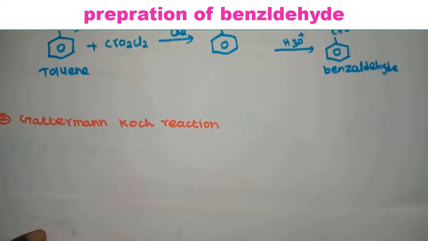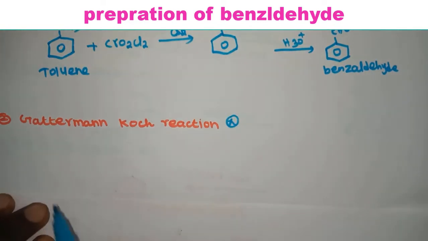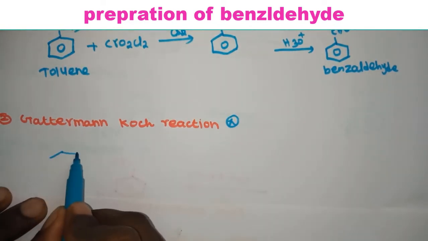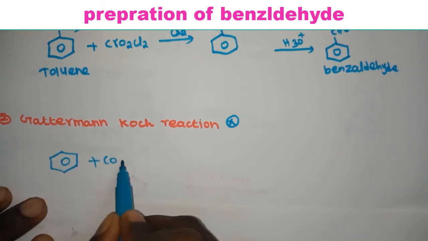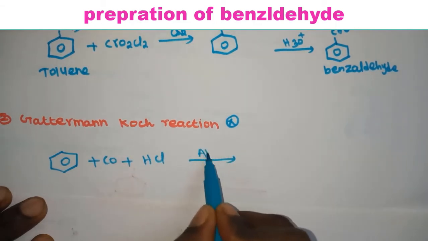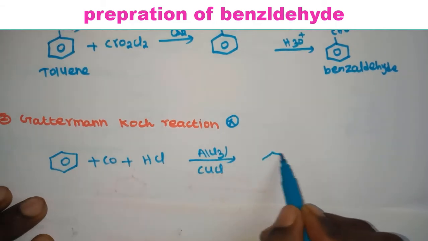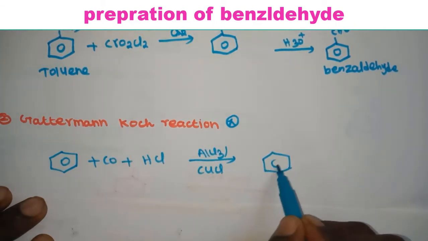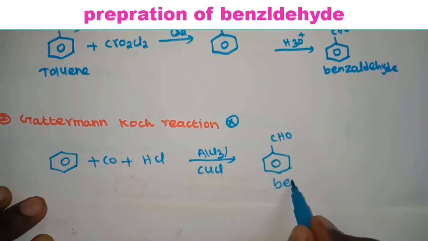Preparation of benzaldehyde, second method, Gattermann-Koch reaction. This is also a very important question. In the Gattermann-Koch reaction, benzene reacts with carbon monoxide and concentrated hydrochloric acid in the presence of AlCl3 and cuprous chloride to form benzaldehyde.